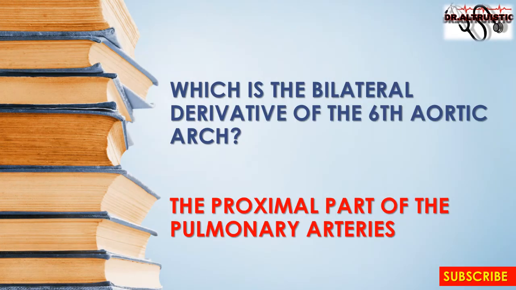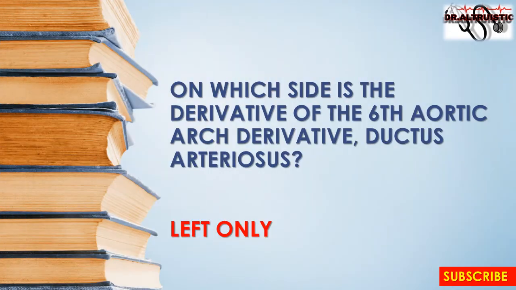Which is the bilateral derivative of the sixth aortic arch? The proximal part of the pulmonary arteries. On which side is the sixth aortic arch derivative, ductus arteriosus? Left only.